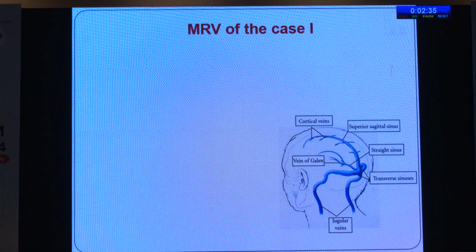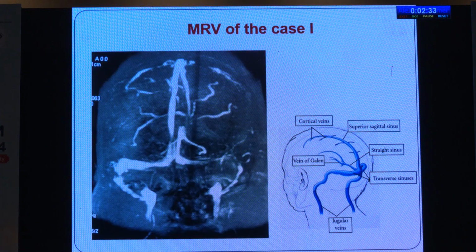And this is the MRV. Now you can see over here, this is the MRV of this case. This is the superior sagittal sinus, this is the confluence of the sinus, and from here this is the transverse sinus, and this is the sigmoid sinus.